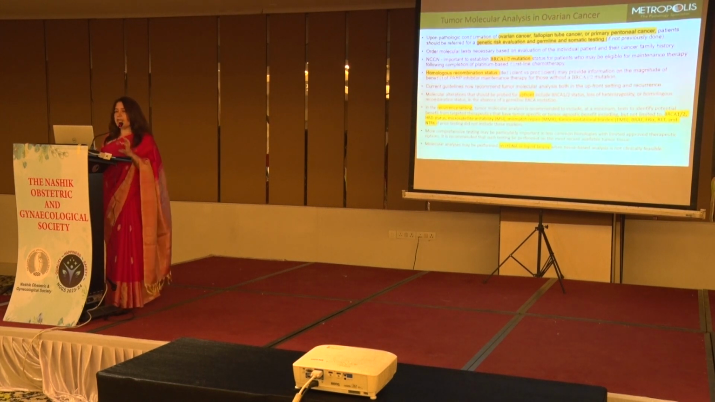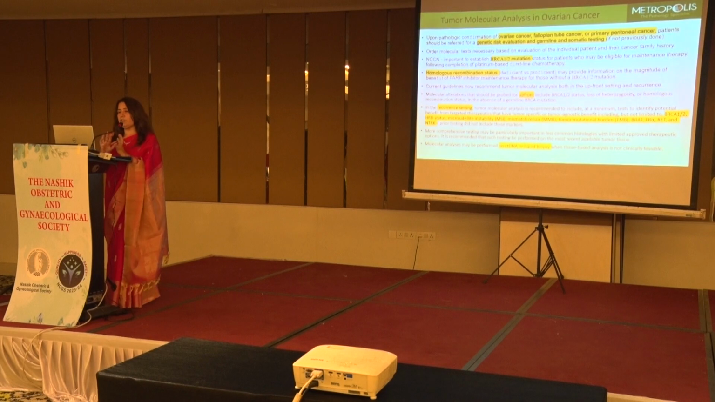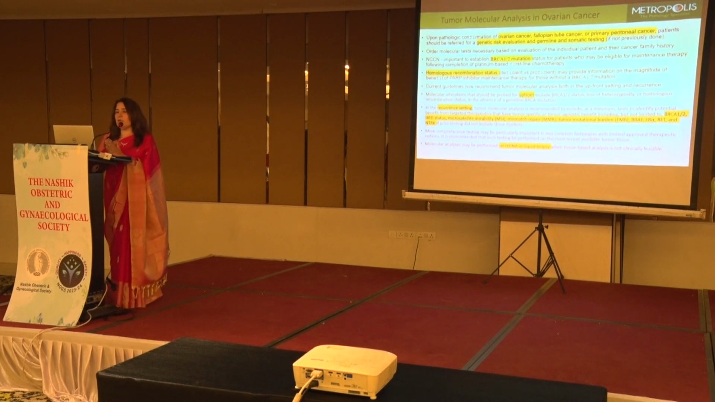So again, to summarize the tumor molecular analysis in ovarian cancer, first of all, once a patient has ovarian cancer, fallopian tube, primary peritoneal cancer, the patients must be referred for a genetic risk evaluation and the germline and somatic testing for BRCA. So if BRCA comes negative, also some people do the HRR or the HRD, you must have heard. So that also, if it's proficient or deficient, again the same connotation applies as a BRCA.